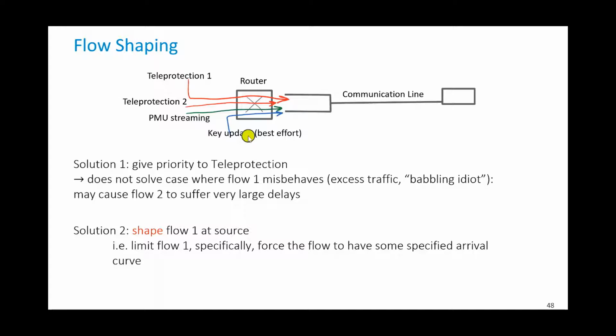Right. One solution to that is to prevent things from happening at sources. That is called shaping. Shaping means we think that the flow has a given arrival curve, and shaping means we enforce that. We make it happen.